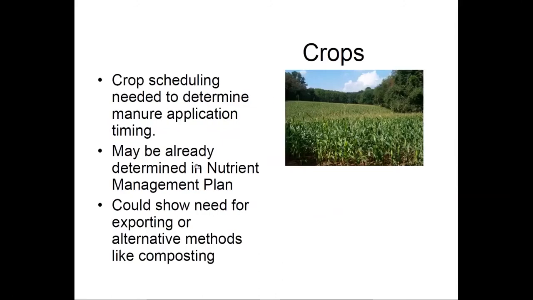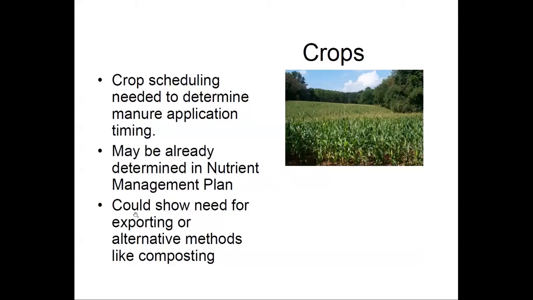Look at your crops. So your crop scheduling will need to determine how you manage your manure applications. If you want to put it on your corn, generally you're putting manure on your corn ground long before you're planting. If you're putting it on hay ground, you may put your manure after your first or second cut. Now, if you have an existing nutrient management plan, either by us or by the state, cropping may already be determined in that nutrient management plan, as is your nutrient management and application times.